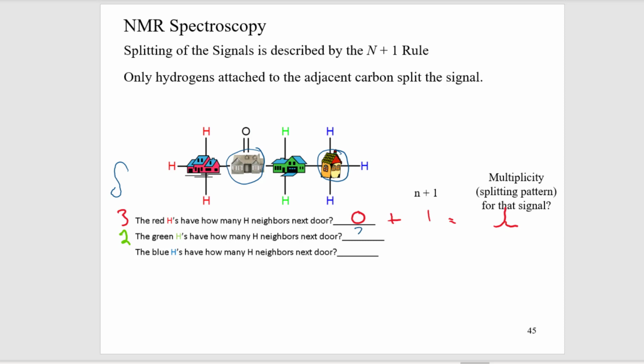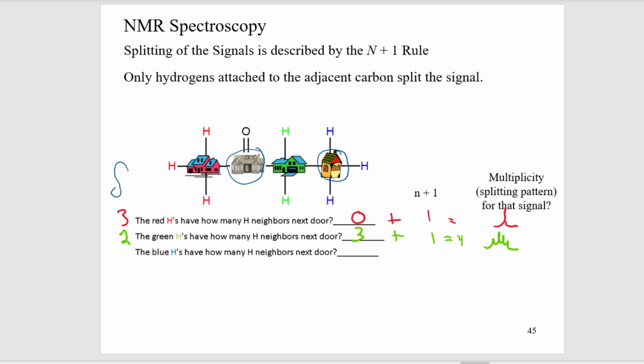So it sees 3 neighbors. Oops. 3 neighbors. So if we do the n+1 rule, we get 4. That's a quartet. All right, so the green hydrogens, their signal will be split into a quartet.